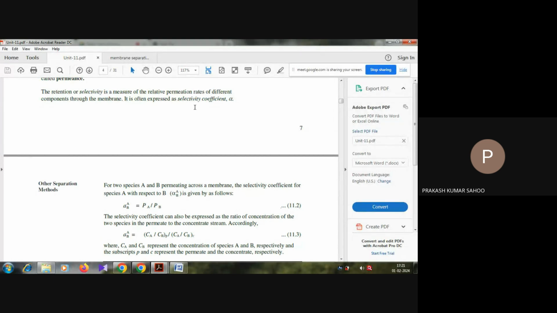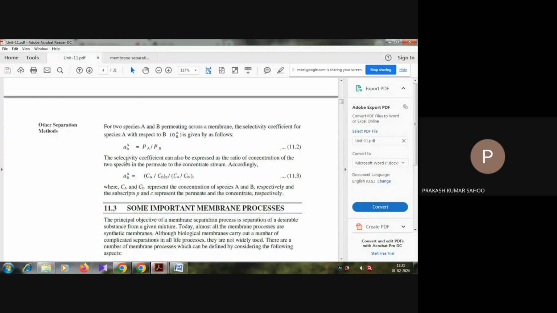The retention of selectivity is a measure of the relative permeation rate of different components through the membrane, and it is expressed in terms of the selectivity coefficient alpha. This is the retention of selectivity, a measure of the relative permeation rate of different components. So this is known as the selectivity coefficient alpha. If we have two components A and B, this will be PA by PB.